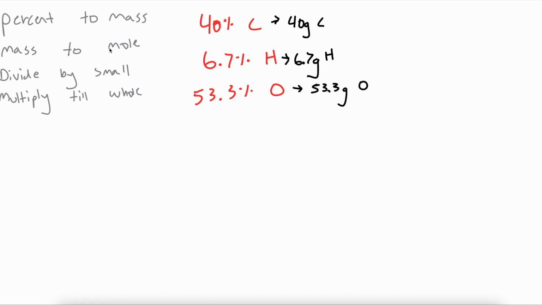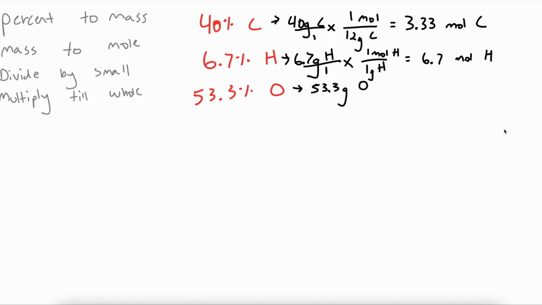Next, we need to change the mass to mole. To do this, we just set up an easy stoichiometric conversion. If you don't know how to do this, I have a full video over that on my channel. The molar mass of carbon is 12 grams per mole, which gives us a final answer of 3.33 moles. We will do the same step for hydrogen and for oxygen.